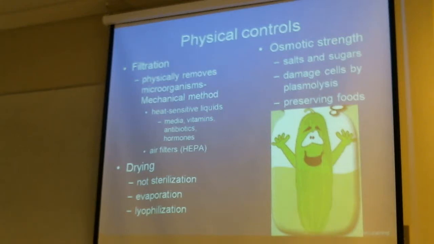Now, other controls, filtration. This one is more of a physical means of removing an organism. So sometimes they'll call it a mechanical method. Things that are heat sensitive, like media, vitamins that might break down if you autoclave over time. Typically, media is autoclaved anyway, but you don't want to autoclave it so many times or else it's not any good anymore. So you can filtrate to actually remove some of the microorganisms. It doesn't mean that it's a completely sterile method.